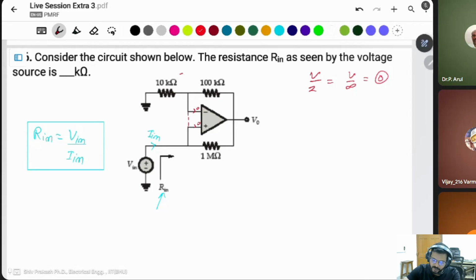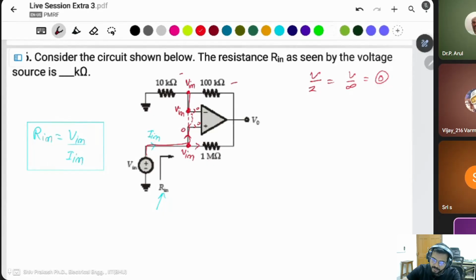This is 10 kilo ohm. This is 100 kilo ohm. This voltage is V in, because of this short. If this is V in, this is also V in because of the virtual short. This voltage is also V in, and that is connected to this one, so this voltage is also V in. If this current is I in and this current is 0, then this current is also the same I in.